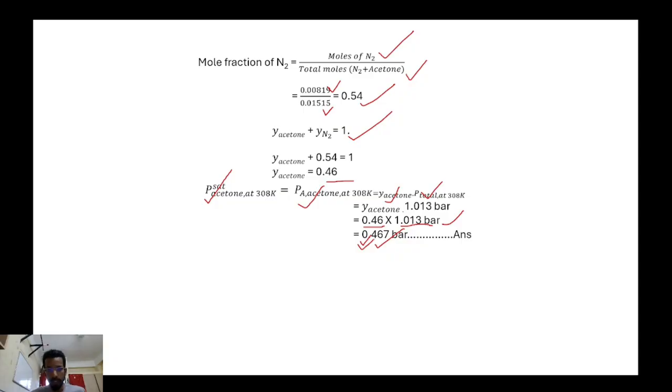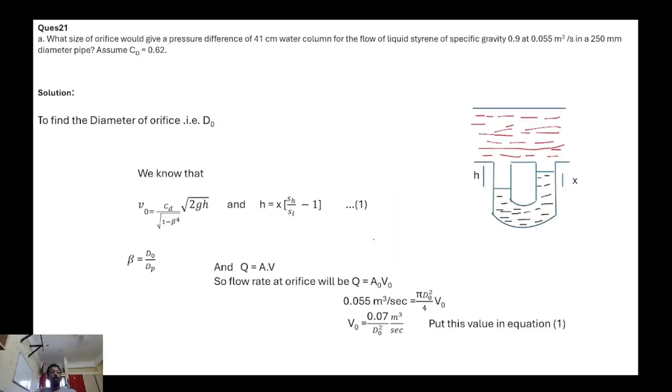Now the next question. What size of orifice would give a pressure difference of 41 centimeter water column for the flow of liquid styrene of specific gravity 0.9 at 0.005 meter cube per second in a 250 mm diameter pipe? Assume CD is equal to 0.62. So the very first thing, we have to understand this formula.